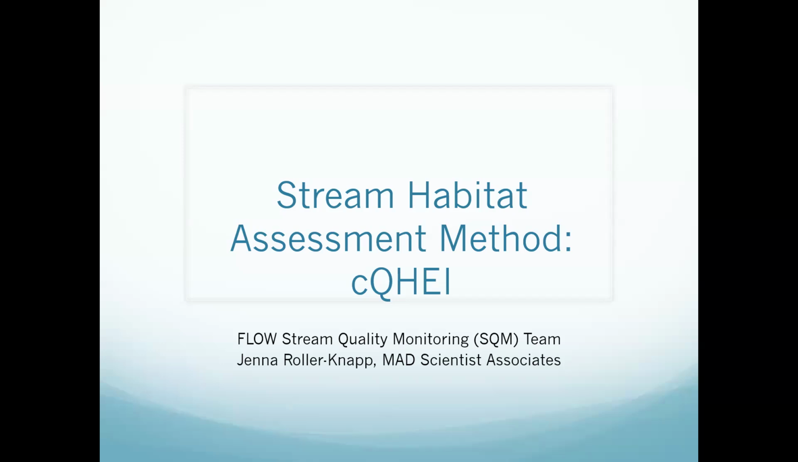So this is a training to be certified as level 1 cQHEI assessors. This is a method through the EPA that will allow you to go out, look at your stream habitat, and then the data can actually be used for the EPA in one of their data hubs. This can be used for a variety of things like protection of streams or just documenting how the habitat is changing over time. So this is a really useful method that we're trying to get used a little bit more frequently.